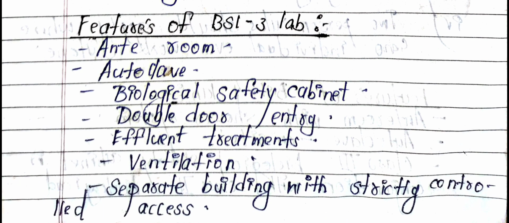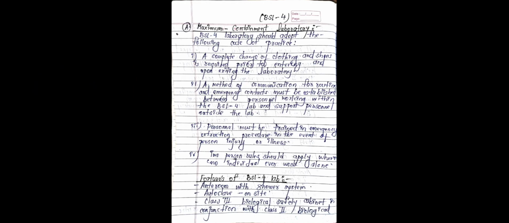Features of a BSL-3 lab: anteroom, autoclave, biological safety cabinet, double door entry, effluent treatment, ventilation, separate building with strictly controlled access.